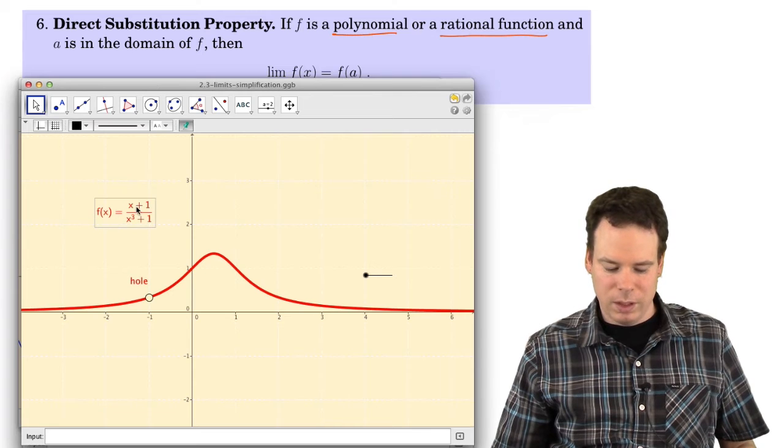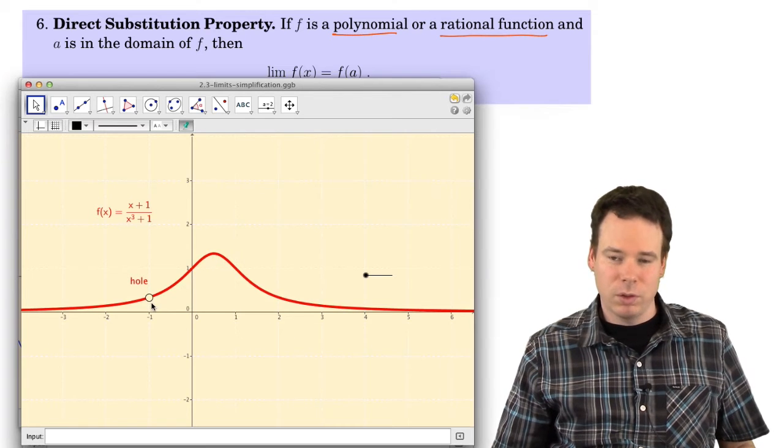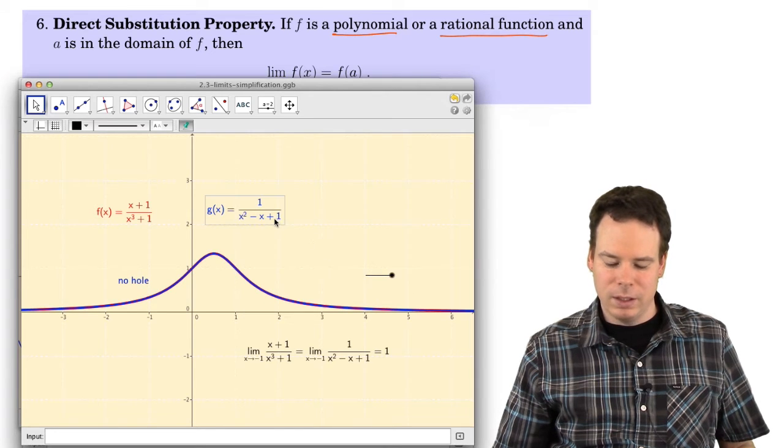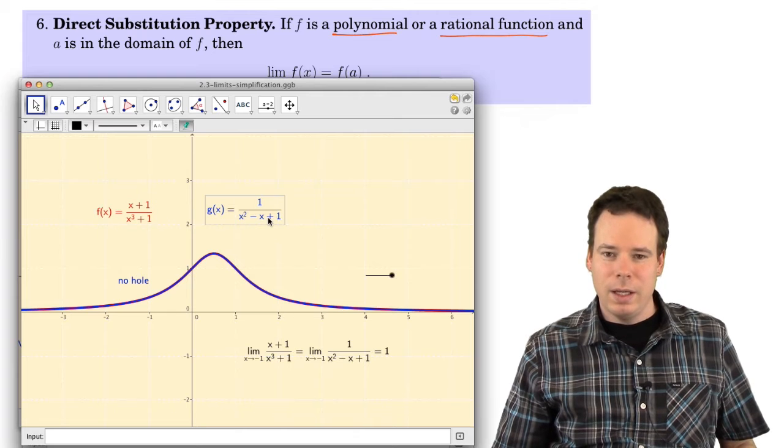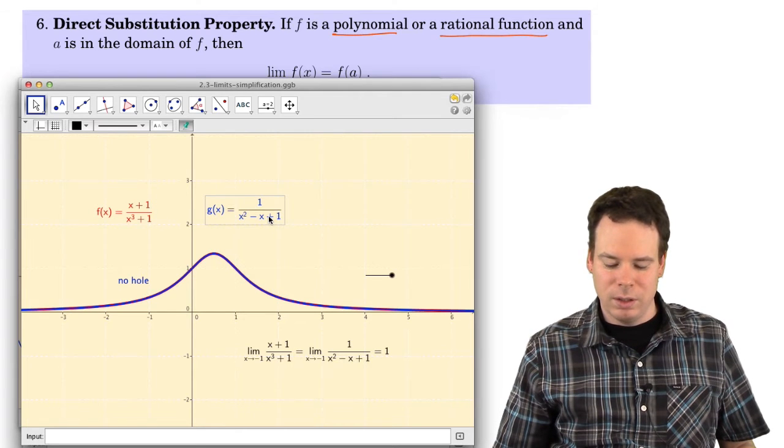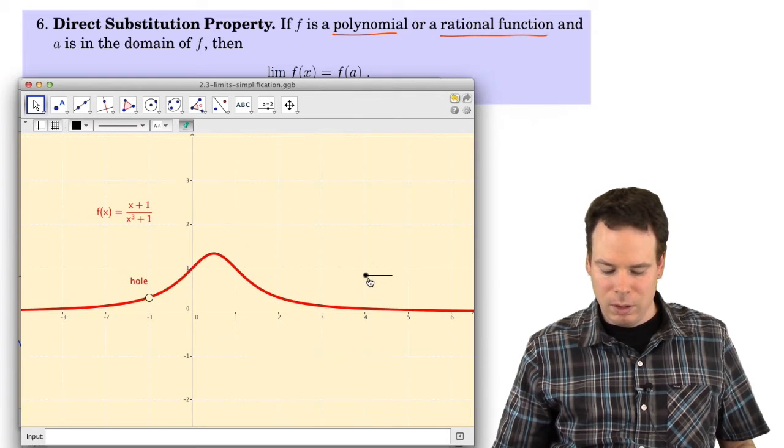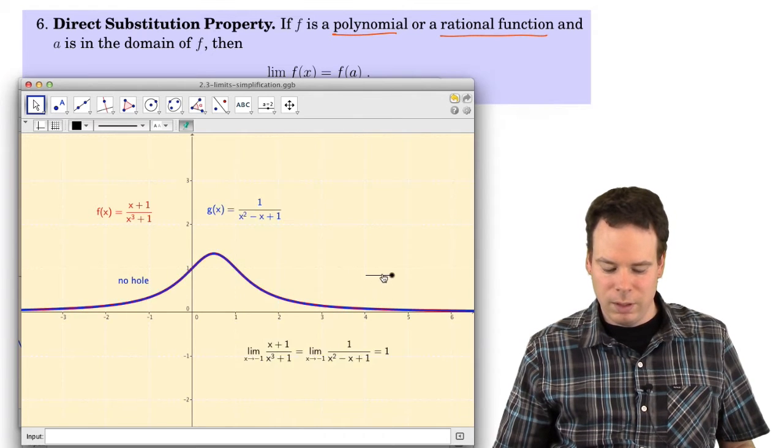So I've got my function x plus 1 over x cubed plus 1. There it is. That's what it looks like in red. Notice that it's not defined at negative 1, so there's a hole there. What I did was I found an equivalent simplified expression for this one, except that this simplified expression has eliminated that problem at negative 1. So notice that the function g and the function f agree everywhere except where there was a hole for the function f. That hole is filled by the function g.